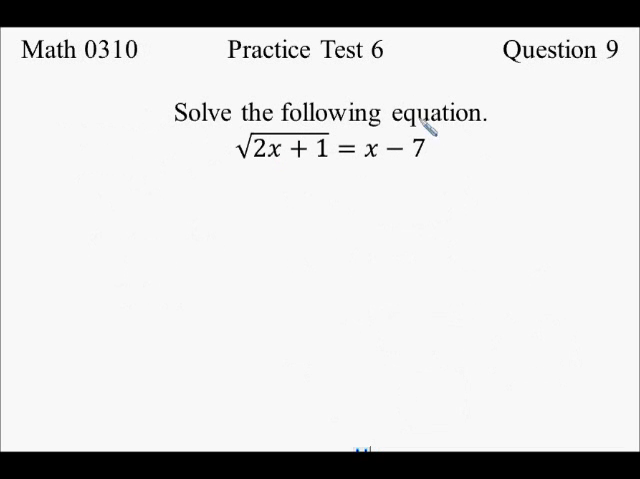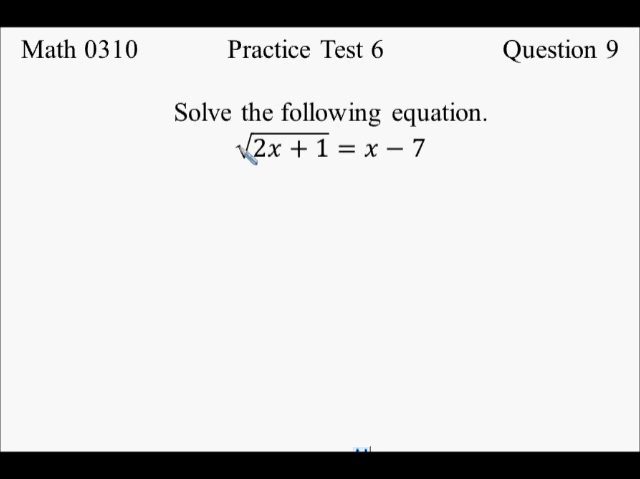Question 9 says solve the following equation. We have the square root of 2x plus 1 equals x minus 7. When we have an equation like this with variables underneath a radical sign that we're trying to solve for, the first thing we want to do is get that radical, or this square root here, by itself. We can see this has already been done for us. We already have the square root by itself on the left side of the equal sign.